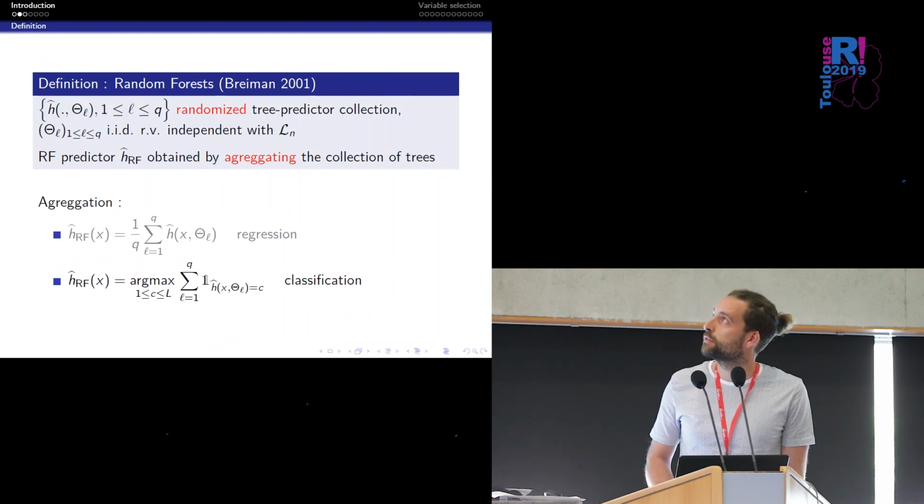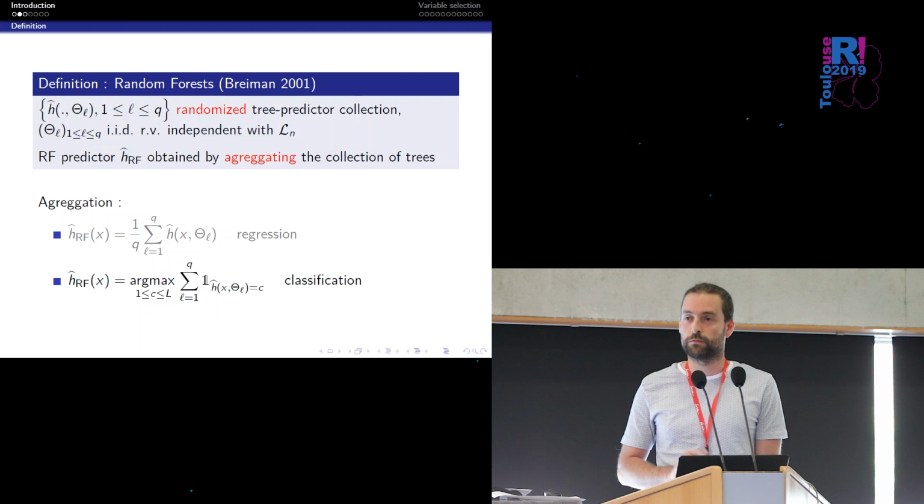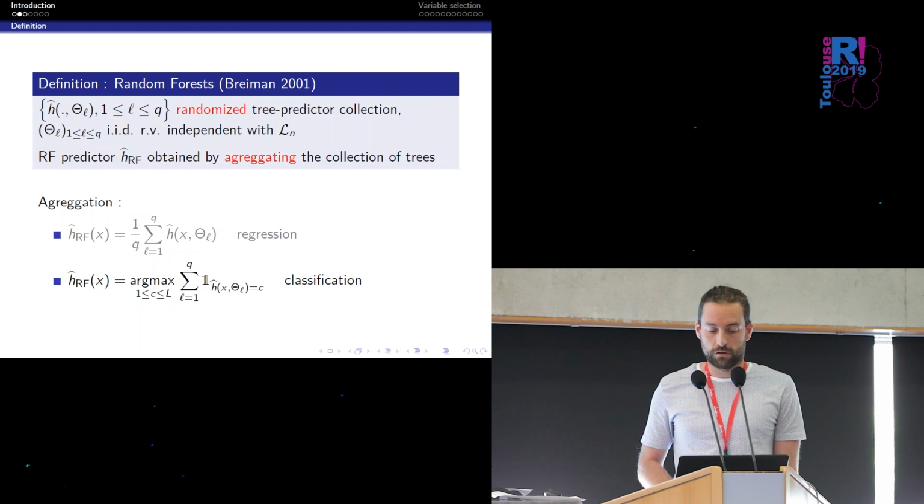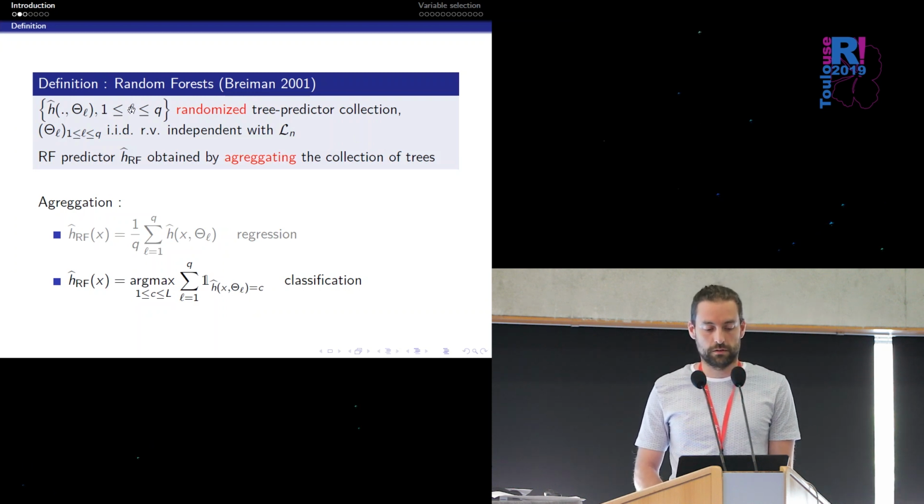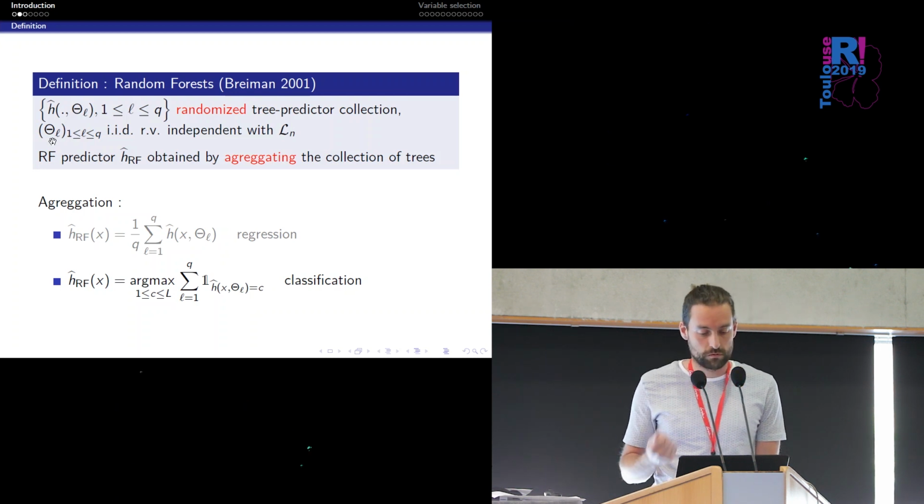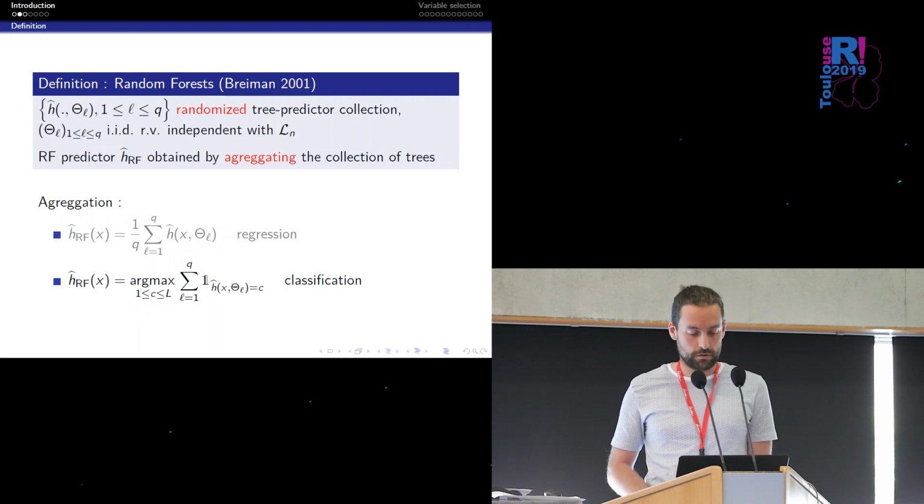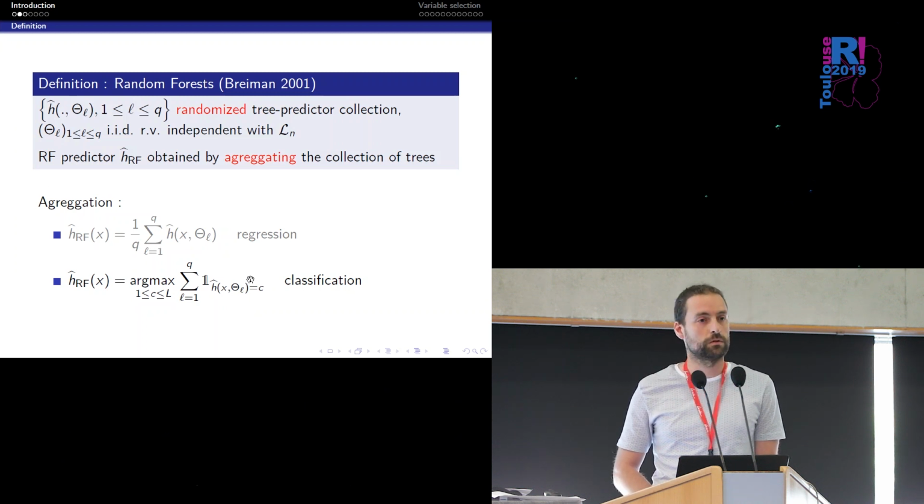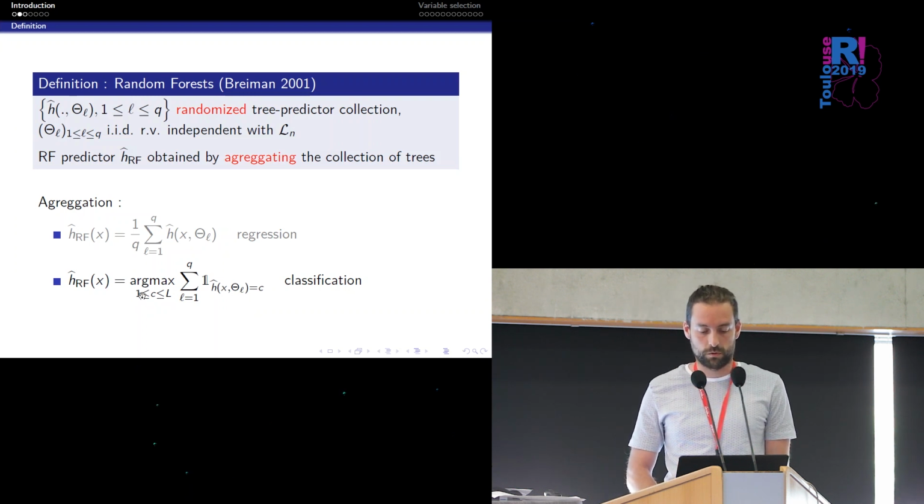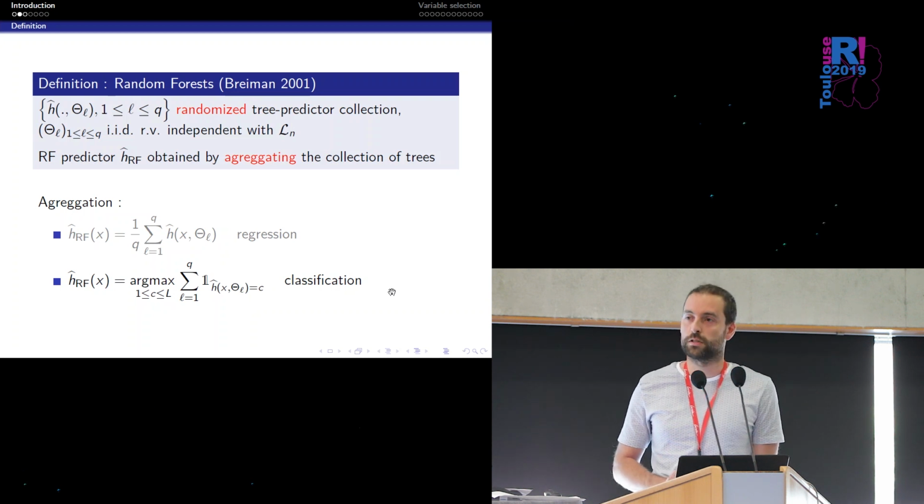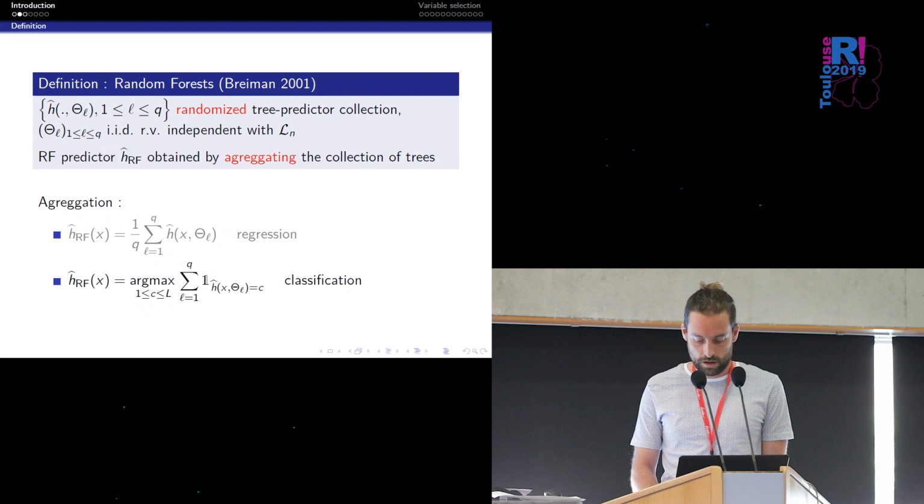A little bit of detail about random forests. Random forests are an aggregation of randomized trees. Each tree h(x, Theta, L_n) depends on an independent additional randomness Theta. Once you build all the trees, you aggregate them by taking a majority vote. Each tree gives you a class, here class C between 1 and L, and you take the majority class to predict the final output.